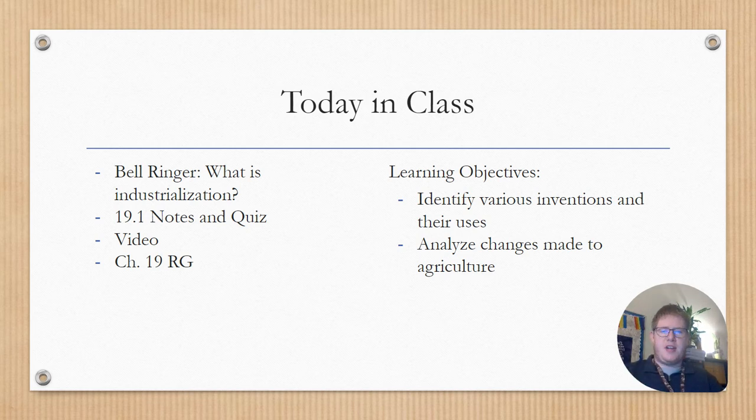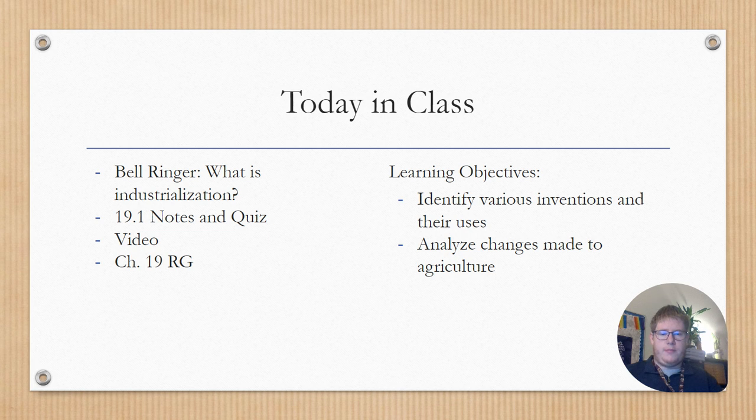We're starting chapter 19 today. So your bell ringer is what is industrialization? We're going to do section 1 notes and the quiz, and then you're going to have some time to work on your review guide. Your learning objectives today are to identify various inventions and their uses and analyze changes made to agriculture.